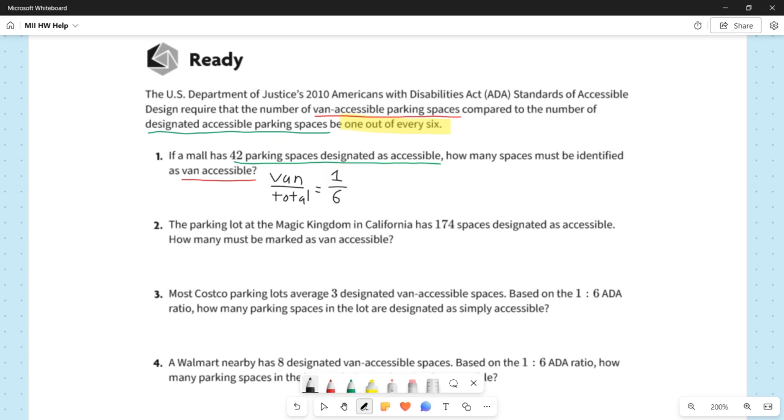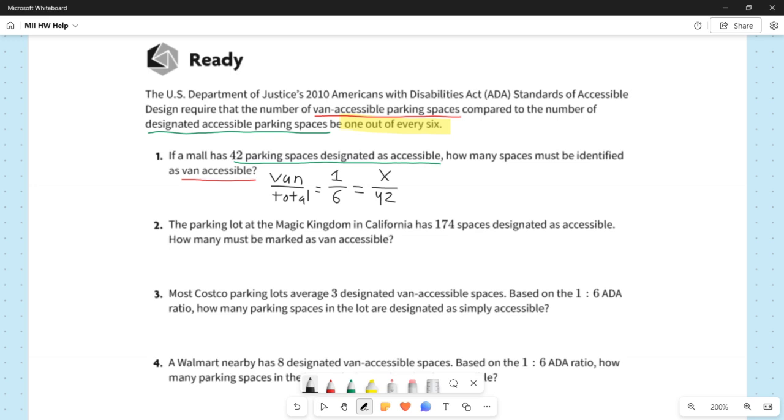That's our ratio. Now, in order to solve this problem, we can set up a proportion and say, all right, well, we don't only have 6 parking spaces, we actually have a total of 42 parking spaces. And I want to solve for how many van accessible parking spaces that requires me to have. Now, there's a couple of different ways of solving this proportion.